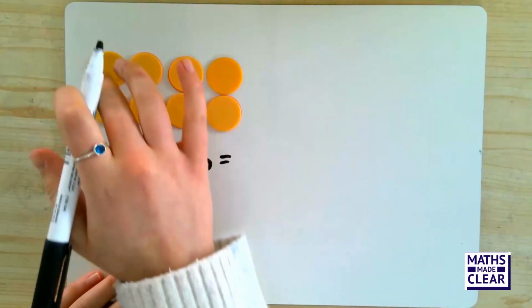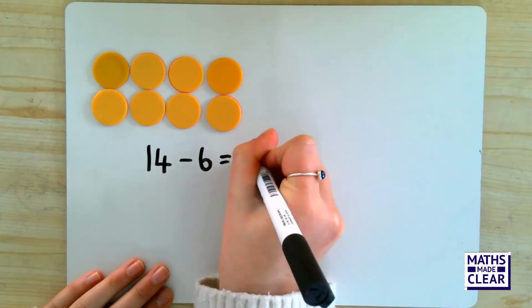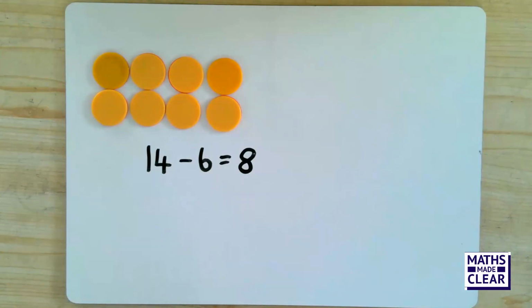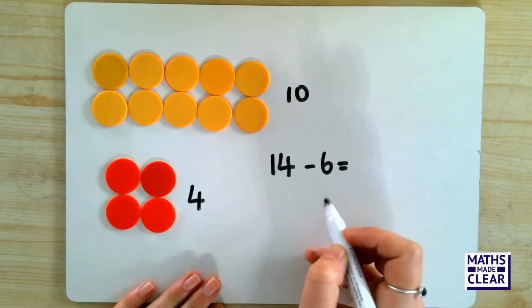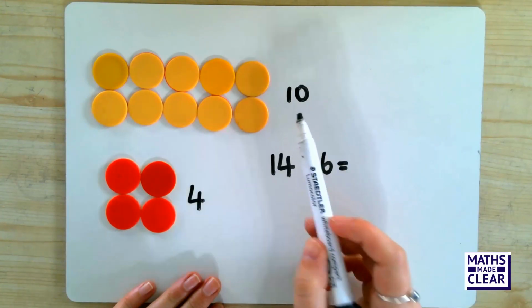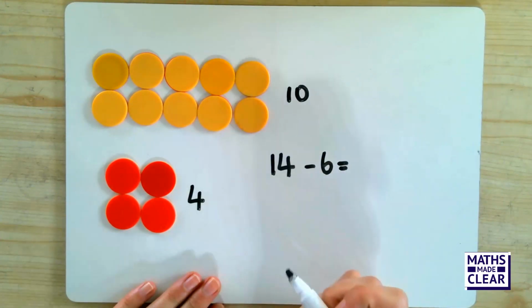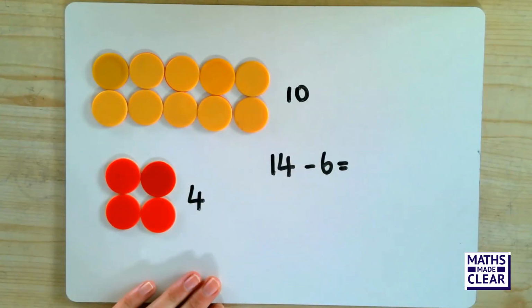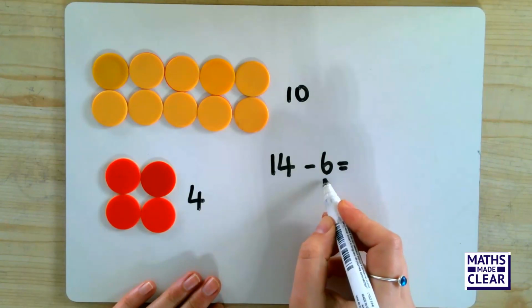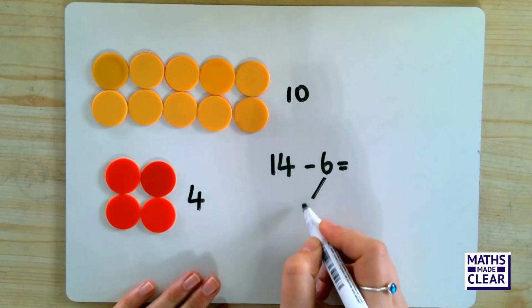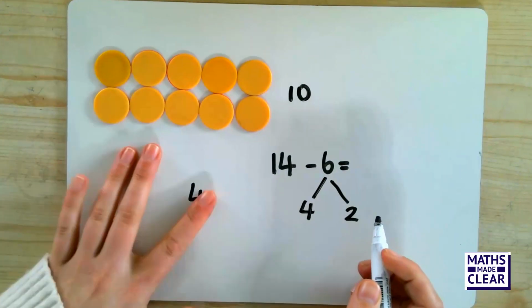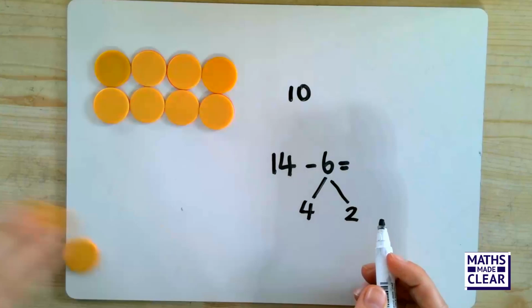After removing those 6 counters, we are then able to count up how many counters we've got left to find our answer. It's always good to group the numbers and partition them. So if we found it easier to partition our number into tens and ones, we could. So let's show our 14 as a group of 10 and another group of 4. Then we want to take away 6 ultimately, but we're going to start off by taking away the 4. Then from the 10, we're going to take away another 2. This leaves us with 8.